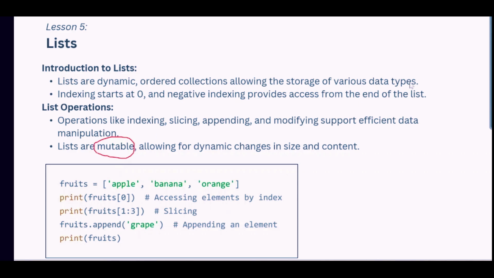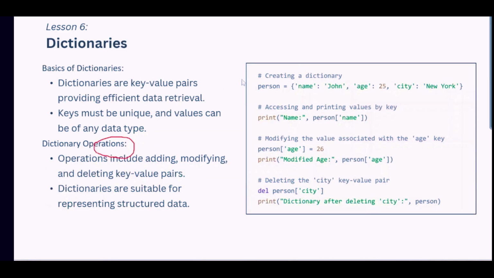Let's move to the second one, which is dictionary. Dictionaries are key value pairs. Whenever you have a few things which are in pairs, then you can use a dictionary. Remember the properties of dictionary: keys must be unique and values can be of any data type. Here you see the basic syntax of a dictionary. It starts and ends with curly brackets. Here the first term is known as the key and the second term is known as the value.